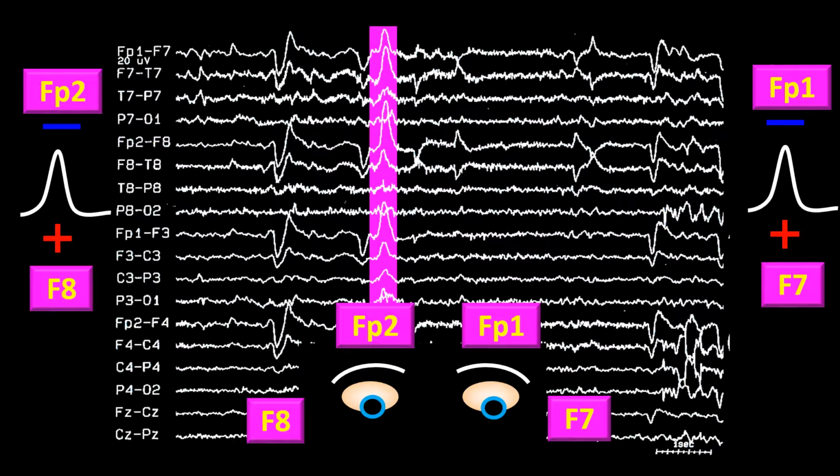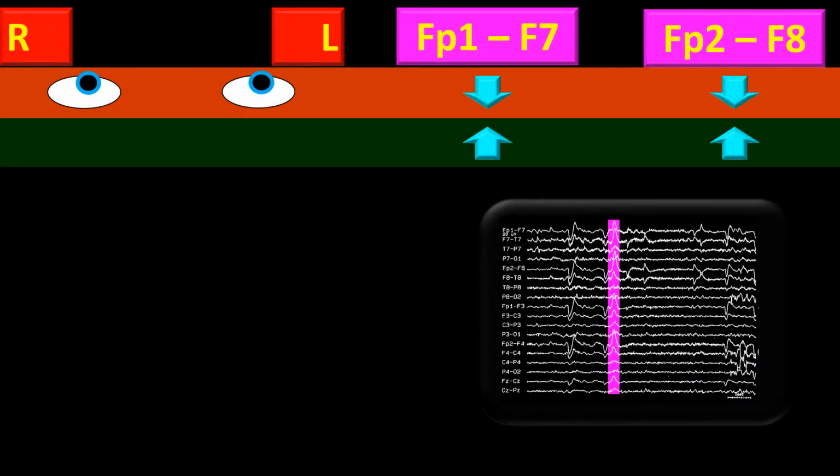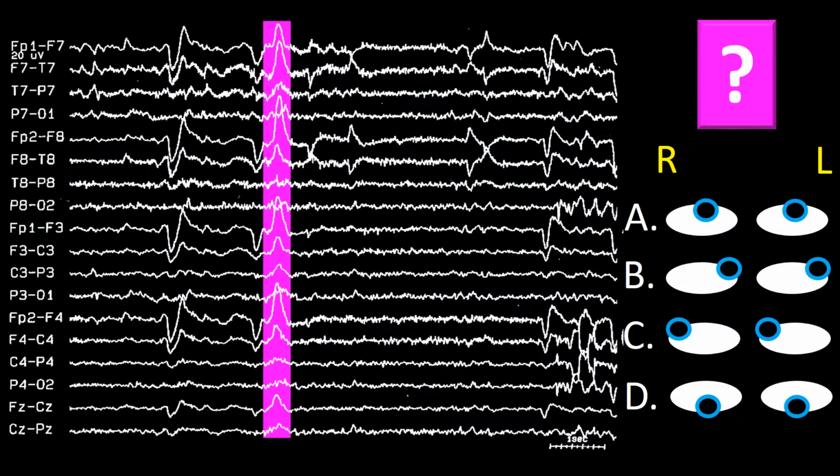Please take a few seconds to look at this frame and look at the polarities on the right and the left side of the screen. So now we go back to the master figure and we can incorporate the eye findings. As you can see, the direction of the eye movements is down. So the answer to this question is D.